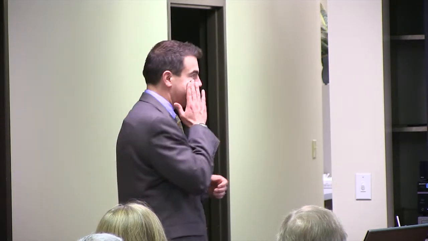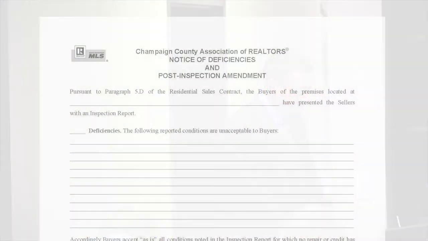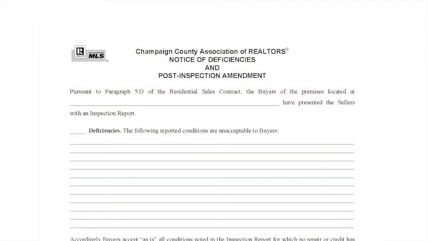This document is intended to give us an MLS form framework for the notice and the agreement. So you are absolutely not only encouraged but really required, unless you're getting something custom drafted with input from an attorney, to use this. The first part is the notice part. Pursuant to paragraph 5D, the buyers of the premises located at fill-in address here have presented the sellers with an inspection report, and then you check the box for deficiencies and you write out all of what is unacceptable. I tried to provide a pretty good amount of space there, and that all wraps and is spaced appropriately as you fill it in.